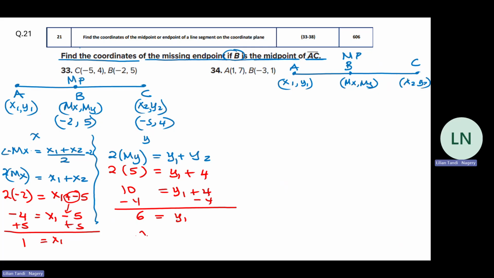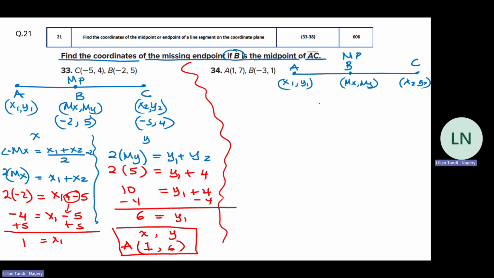My answer is x, y. My x is 1, my y is 6, in parentheses, and this is A. And I box my answer, just like that. Okay? Same thing I will do here for x, and I will do here for y. My formula is 2mx equals x1 plus x2, and 2my equals y1 plus y2.